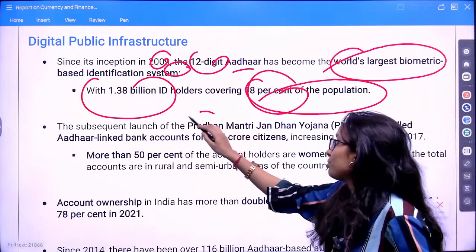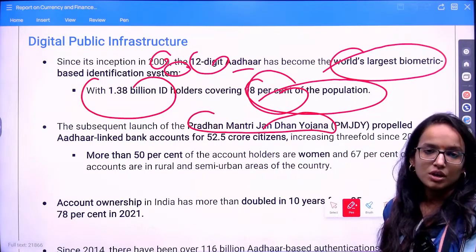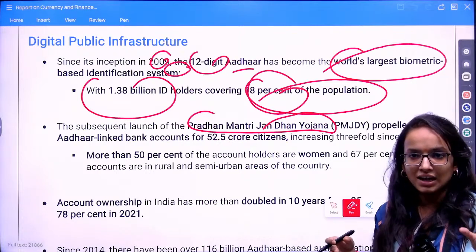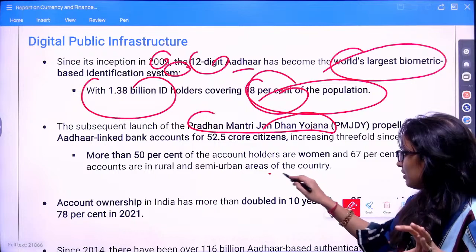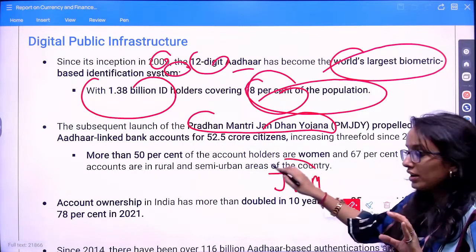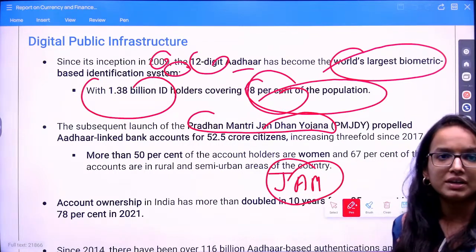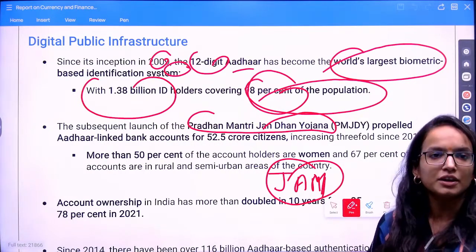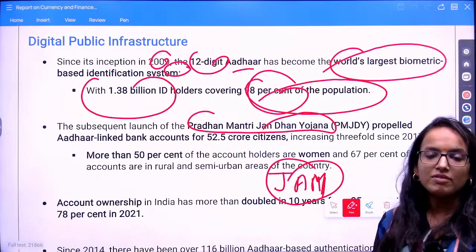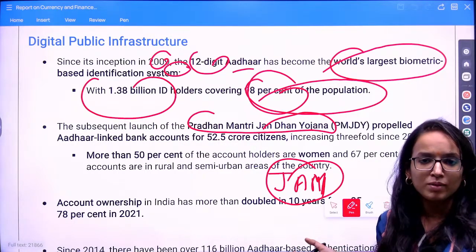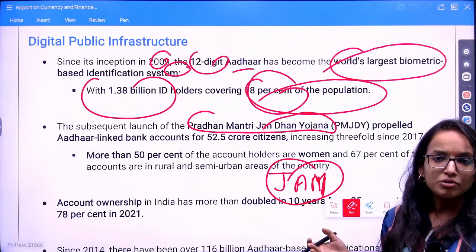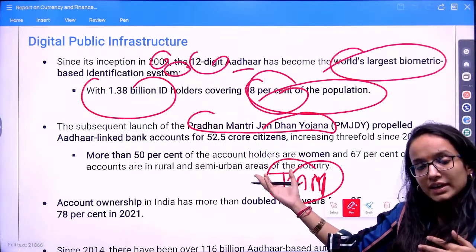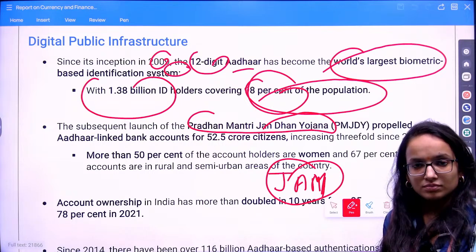Next is the launch of Pradhan Mantri Jan Dhan Yojana, of course. You see, these schemes were launched in a phased manner. First you had Aadhaar, everyone had an identity. This is something which we also call the JAM Trinity, right? Jan Dhan, Aadhaar and Mobile. This is not a fruit jam. This is Jan Dhan, Aadhaar and Mobile. So now everyone has a mobile, everyone has an Aadhaar number, and then you have bank accounts, Jan Dhan Yojana. Credit goes to Jan Dhan Yojana, right? Everyone could open bank accounts.